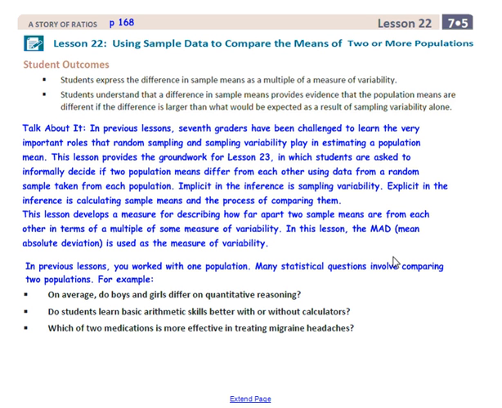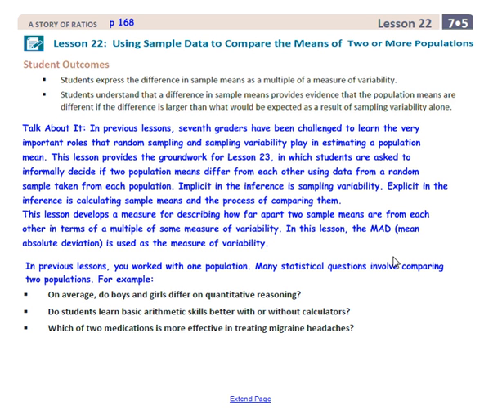This lesson develops a measure for describing how far apart two sample means are from each other in terms of a multiple of some measure of variability. In this lesson, the MAD, mean absolute deviation, is used as the measure of variability. In previous lessons, you worked with one population. Many statistical questions involve comparing two populations.